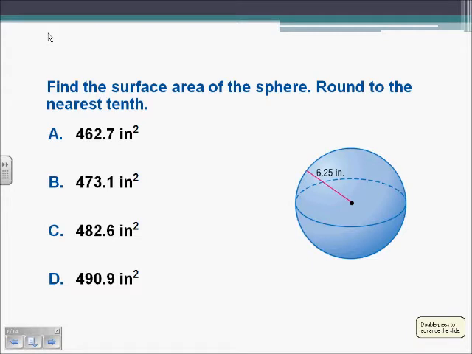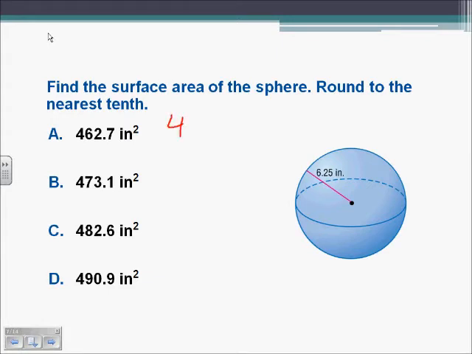In this problem, we're asked to find the surface area of the given sphere, rounded to the nearest tenth. Right here, we're given that the radius is 6.25, because we know the radius of a sphere is from the center to any outside edge of that sphere. So it doesn't matter if it goes straight across towards that great circle or if it goes up or down, left or right. Here it goes at an angle, but either way they tell us it's 6.25.